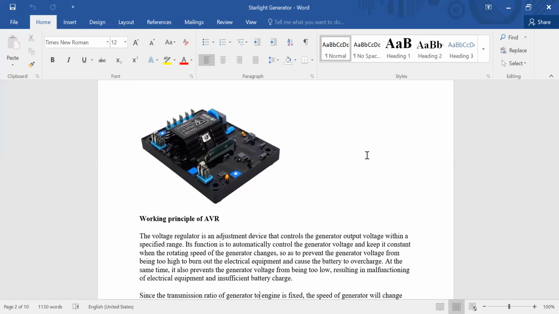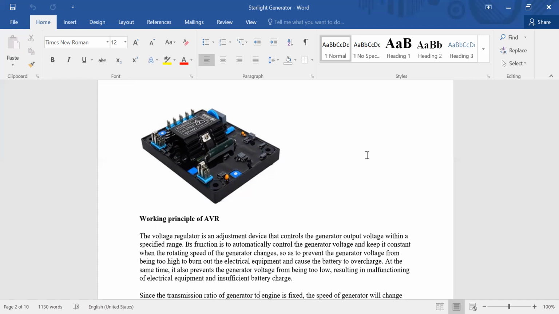So whenever the rotating speed of the generator changes, it prevents the generator voltage from being too high, which would burn the electrical equipment and also cause the battery to overcharge. At that time, it also prevents the generator voltage from being too low, resulting in malfunctioning of the electrical equipment and insufficient battery charge. So the voltage regulator is automatically adjusting it now.